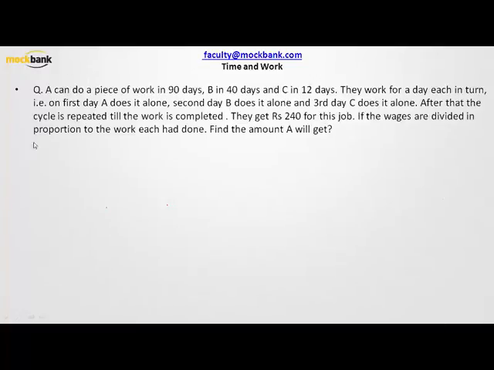So the first thing that we are going to do here is we will solve this problem for sure with the LCM method. And in the LCM method, we must have learned that we need to find out the LCM of days that are mentioned in the problem. So we need to take the LCM of 90, 40 and 12. And if you take this LCM, how much you're going to get? This is 360.